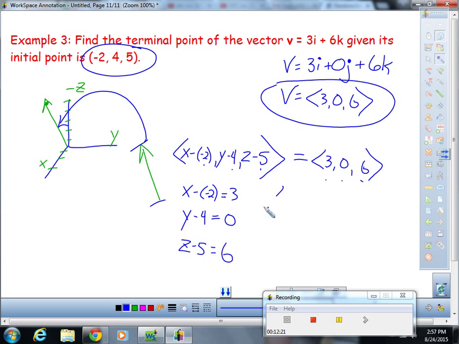So the terminal point must be, let's see, that's x plus 2, so 1, 4, 11. And if you pop that in, you better get the right answer, and yes, indeed, you do. I believe that is the end of the lecture. Boom!